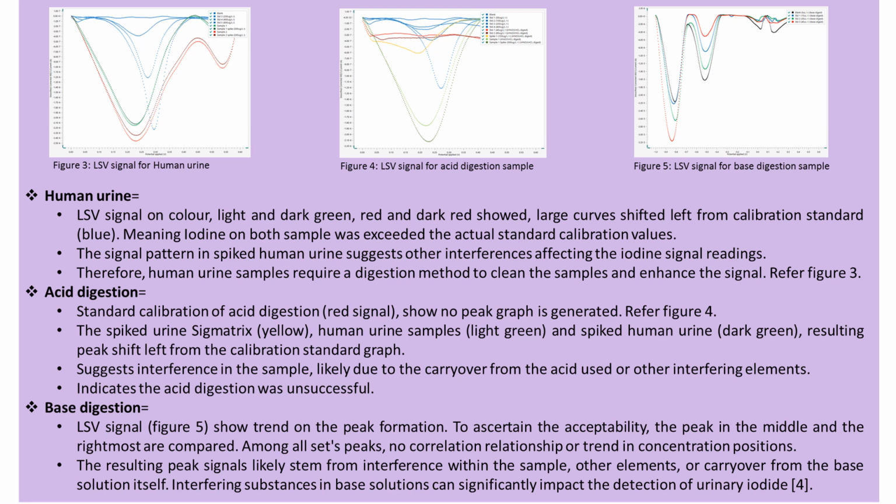For base digestion, the last LSV signal in figure 5 shows a trend in the peak formation. To ascertain the acceptability of this trend, the second peak situated in the middle and the rightmost peak are compared together. Upon the comparison, it appears that among all the sets of peaks generated, there is no correlation or trend in concentration position. The resulting pink signal likely stems from interference with the sample or other elements, or carryover from the base solution itself. As noted in prior research, interfering substances in base solution can significantly impact the detection of urinary iodide.